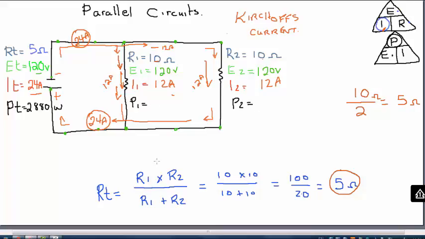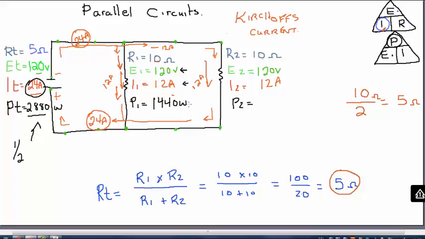All right, let's do our power dissipation in the circuit. So my total power is 2,880 watts. And my power in 1 is going to be equal to my voltage times my amperage. My voltage, 120 times 12, is 1,440 watts. Well, let's take a look. 1,440 watts is exactly half, isn't it? It's exactly half of 2,880 watts. And the reason that it's exactly half is, well, because the voltage is 120 volts. The amperage is exactly half of the total amperage in the circuit.